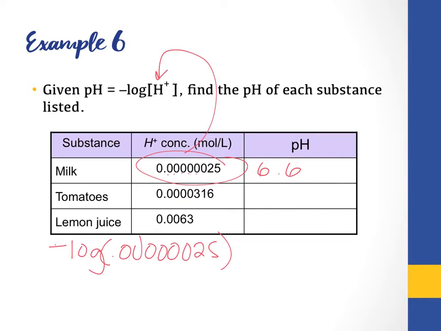Tomatoes would do the same thing. Negative log 0.123406316, and I get 4.5. And then lemon juice, negative log 0.0063, and it's 2.2.